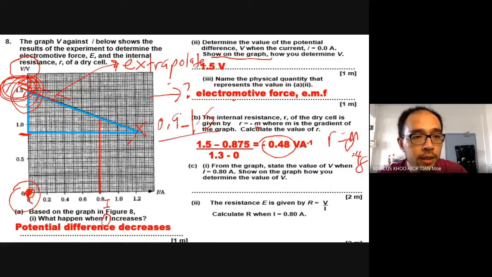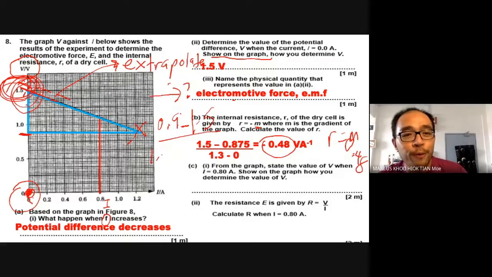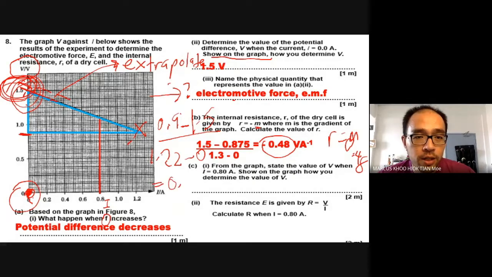Okay, over and then this one will be 1.2 or 1.3? 1.2. 1.22. Oh my goodness, 1.22 minus 0. How much would that be? 0.9 minus 1.5 divided by 1.22. 0.49 would be my answer. Okay, 0.49. Of course, it's ohms lah.